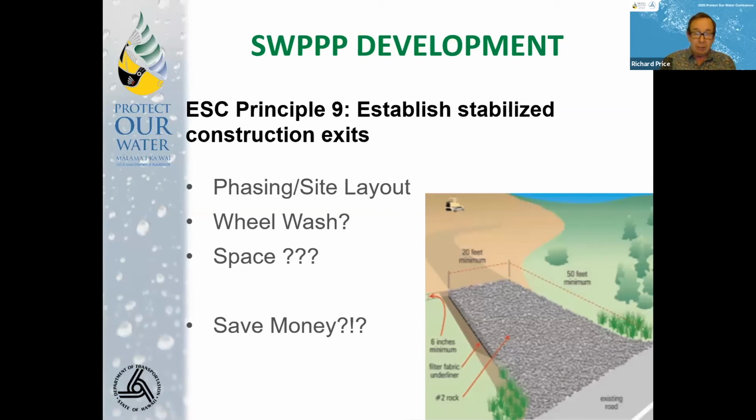Again, stabilized construction exits, they're expensive. They're hard to maintain. So I don't have a lot of good options for you. Some of it can be phasing and site layout. Is it possible to change your access road routing a little bit so that you can have fewer entrances, particularly on a linear project?